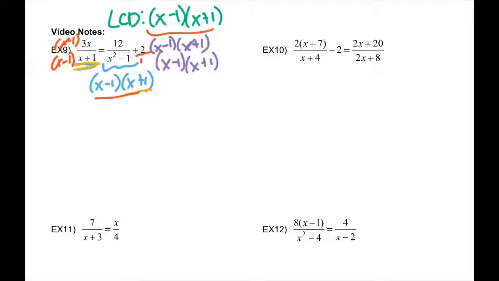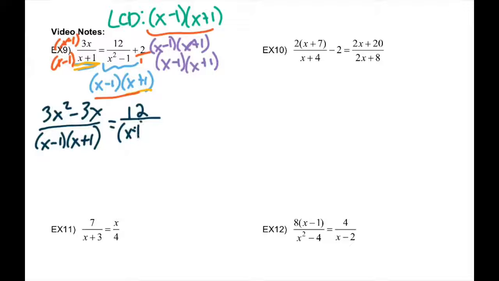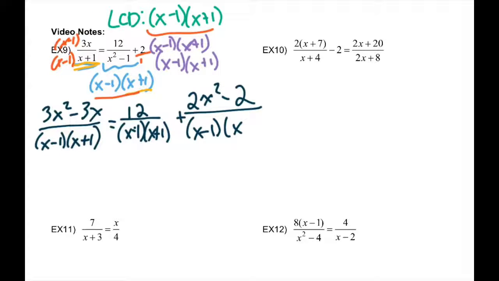So in the top left fraction, we'll have 3x squared minus 3x when we distribute there. And in the bottom, we've got x plus 1 and x minus 1. That's equal to 12 over our least common denominator, since we didn't have to change that at all, plus 2 is going to get multiplied by both of these. So that's going to give us 2x squared minus 2, all over our least common denominator. I got this numerator because x minus 1 times x plus 1, our least common denominator, is really just x squared minus 1. Those are the same thing. One's just the factored version and the other is the expanded version.